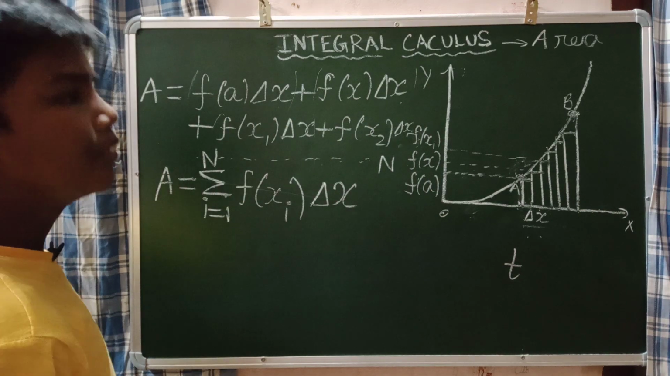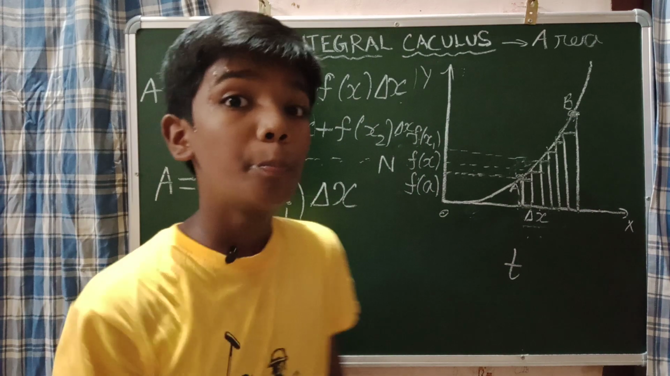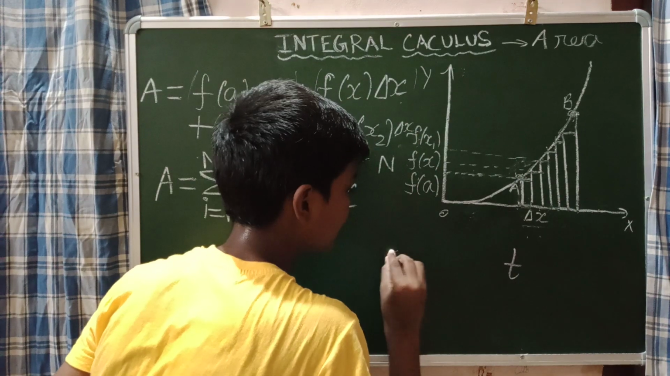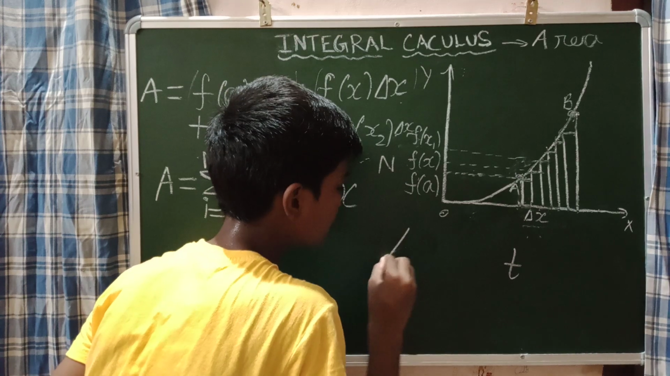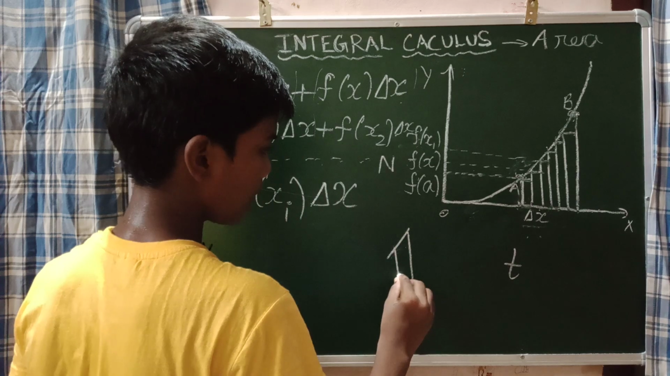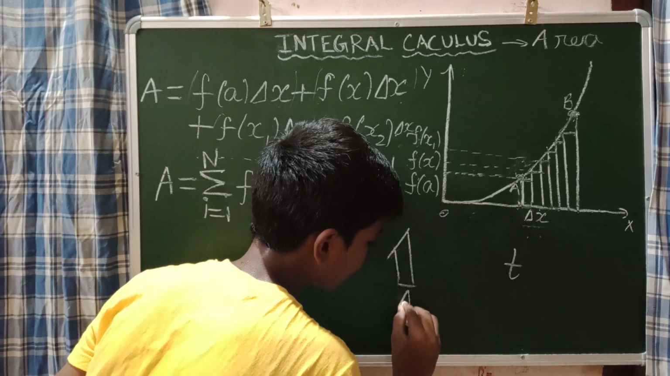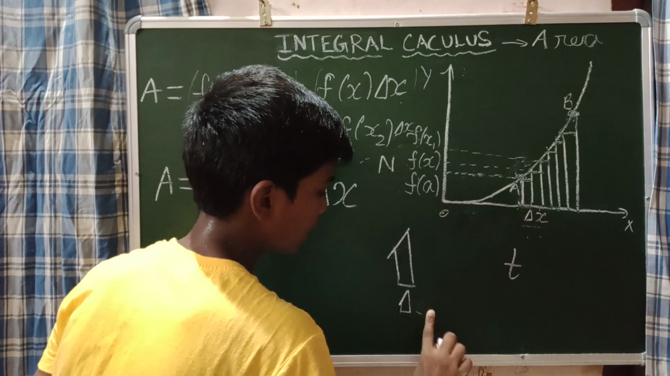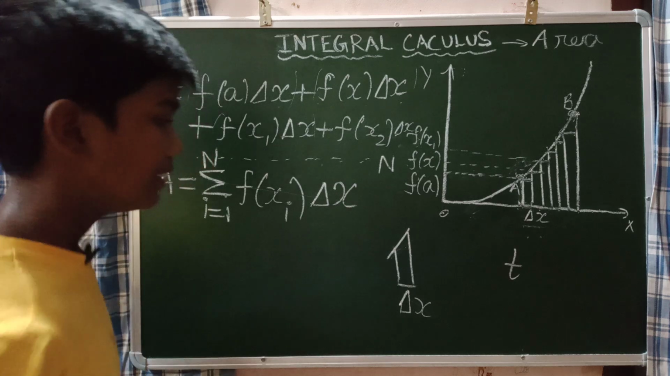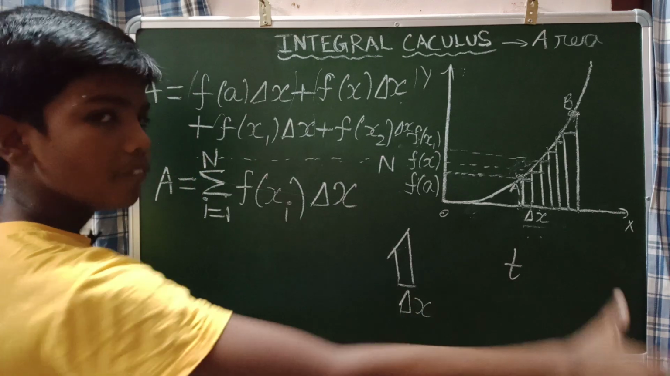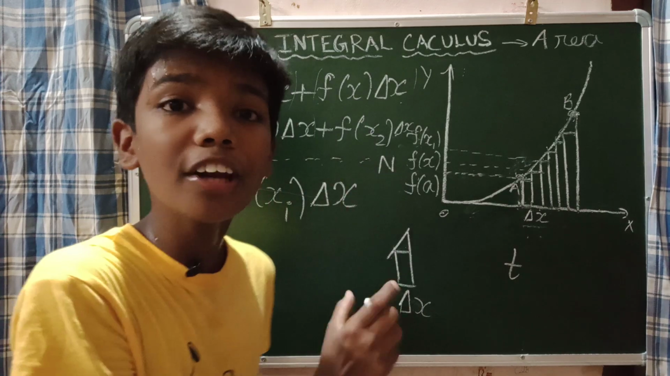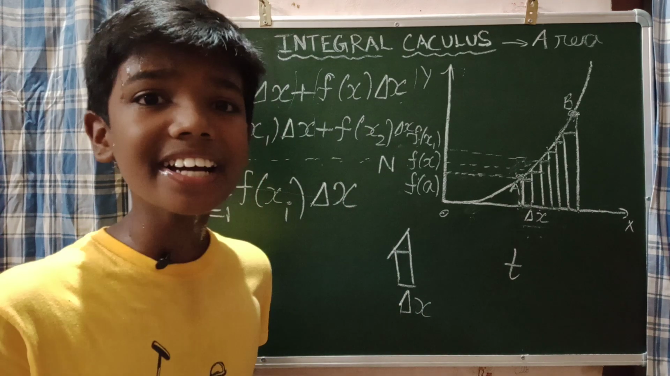So what I am going to do is a very important thing. Please listen carefully. You know that each strip looks like this, and we know that the breadth of each strip is delta x. Now, a very important thing in integral calculus is that this is a triangle, and we are going to reduce this triangle.